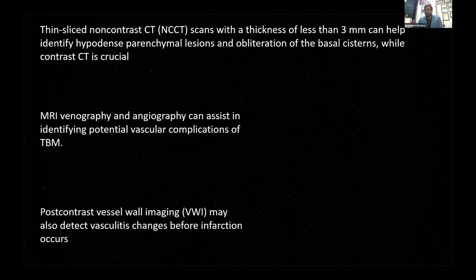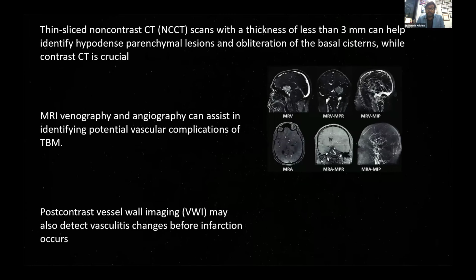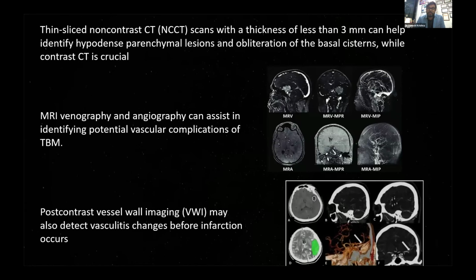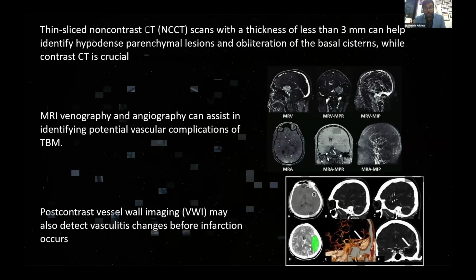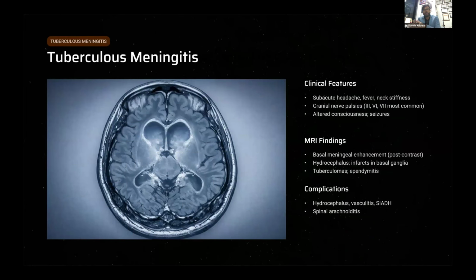Other modalities like MR venography, MRA, and also the newer modality, post-contrast vessel wall imaging, can detect vasculitic changes before infarction occurs. This is the newer one. So directly I'll jump into TB meningitis.